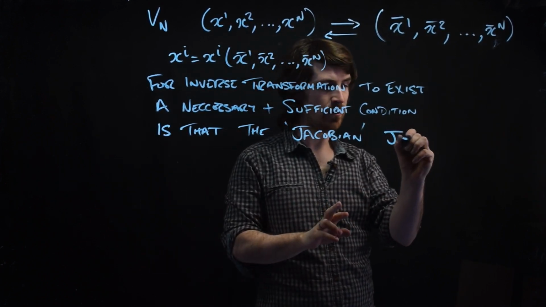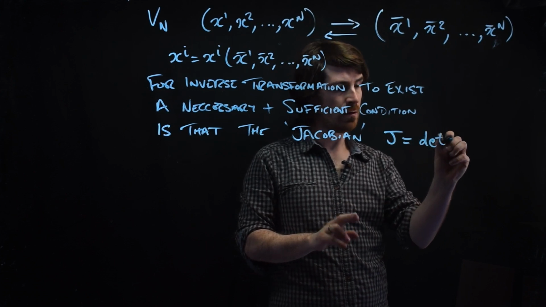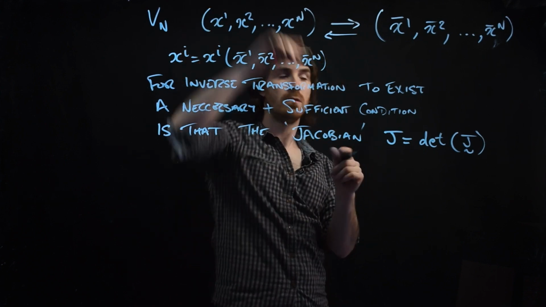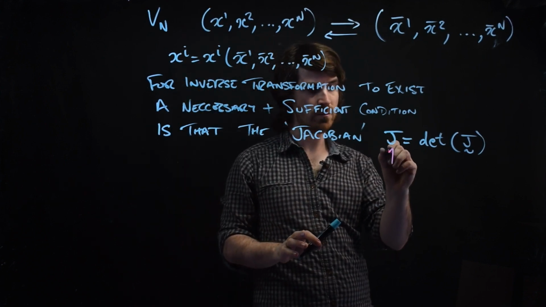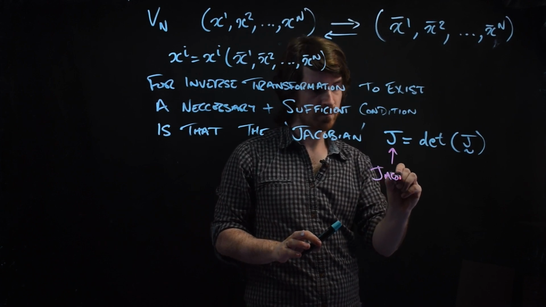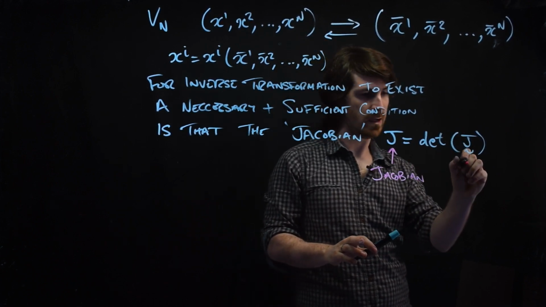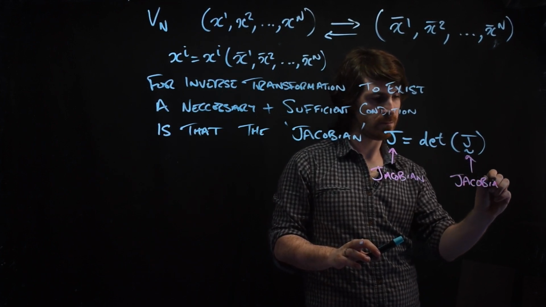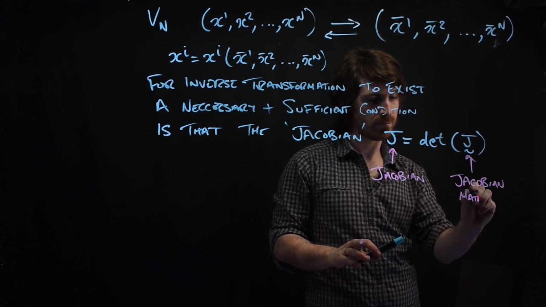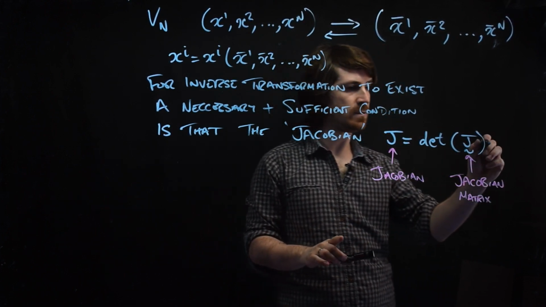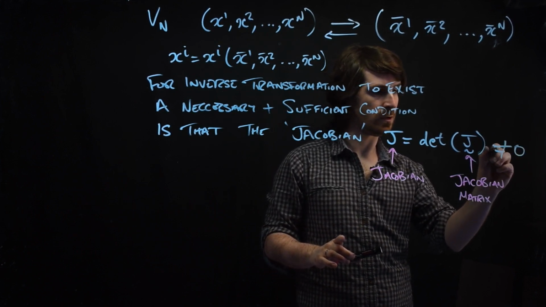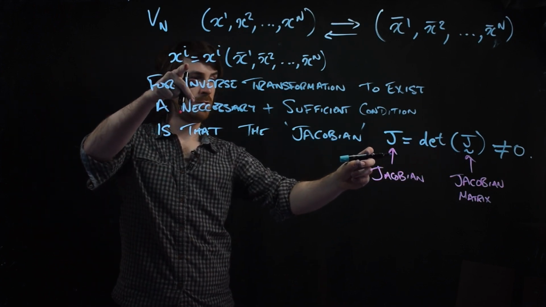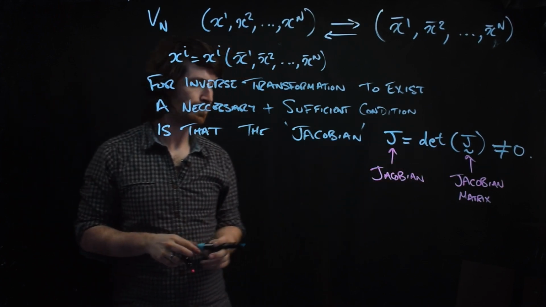J, which is the determinant of the Jacobian matrix. Okay, so this is the Jacobian. And J with the squiggle underneath is the Jacobian matrix. And the condition is that this is not equal to zero. So if there is an inverse, then this must be true.